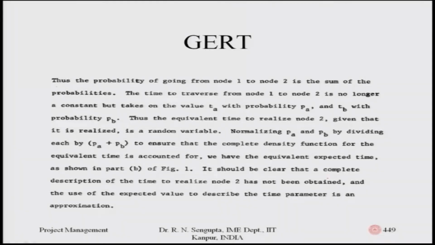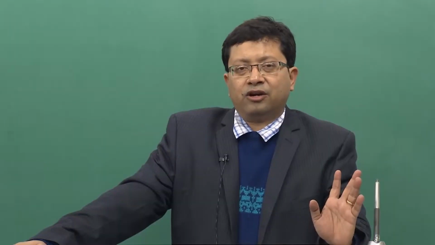The time to traverse from node 1 to node 2 is no longer a constant but takes the value TA with probability PA and TB with probability PB. So, PA is the probability and TA is the time, and correspondingly for B, PB and TB are the corresponding probability and time.